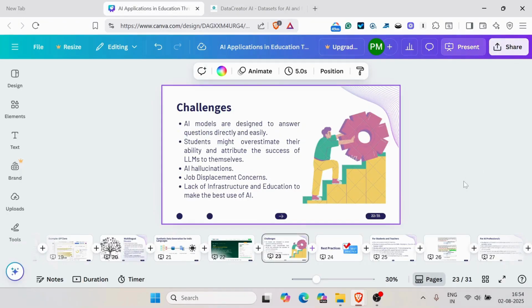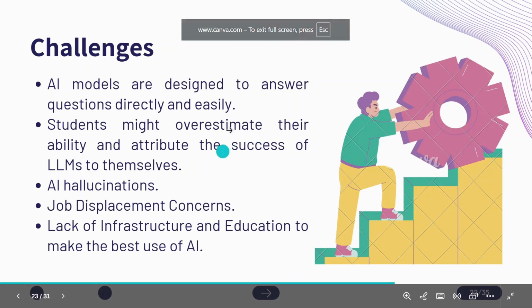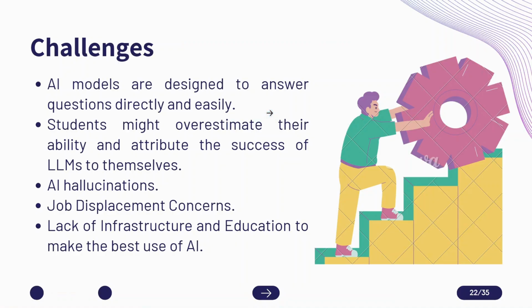Now let's get back to the presentation. One more challenge with using AI for students is that they might overestimate their abilities to perform tasks and fail to gain the necessary skills. AI systems generally suffer from a problem called hallucinations, where they confidently state things that do not exist. This is from the perspective of students.